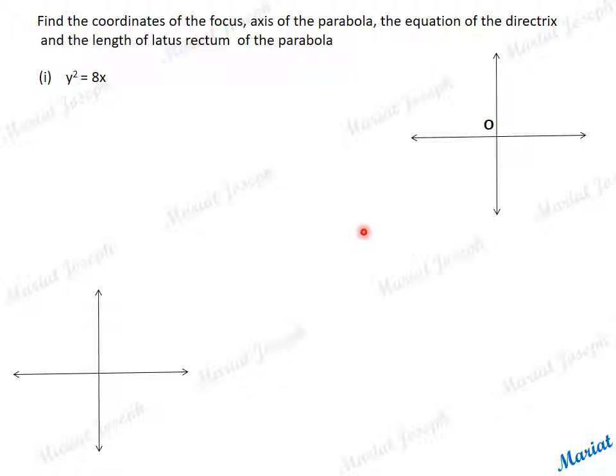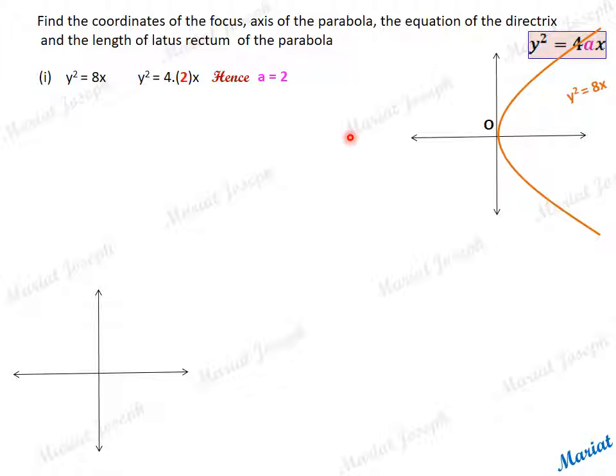Now, let's do a question based on this standard equation. Find the coordinates of the focus, axis of the parabola, the equation of the directrix, and the length of latus rectum of the parabola y square equal to 8x. Notice that y square equal to 8x is a standard equation of a parabola turning right, the one which we derived just now. So, in this equation y square equal to 8x, if you compare with the standard equation y square equal to 4ax, we notice 4a is equal to 8, hence a is equal to 2.